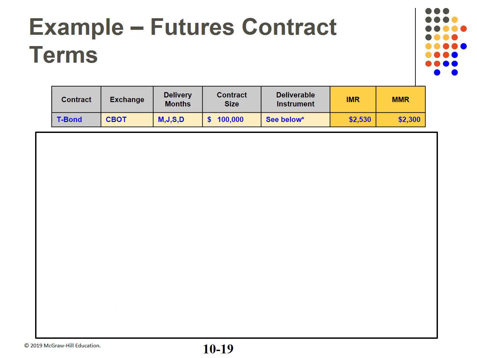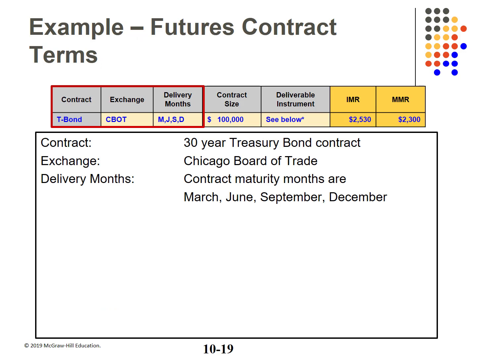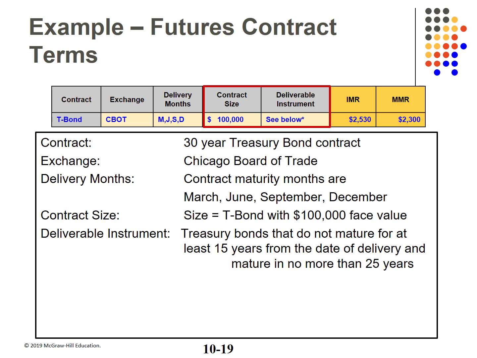Here is a futures contract quote. The contract is for a 30-year Treasury bond traded on the CBOT with delivery months of March, June, September, and December. The contract size is $100,000. Deliverable bonds include Treasury bonds that do not mature for at least 15 years and no more than 25 years.